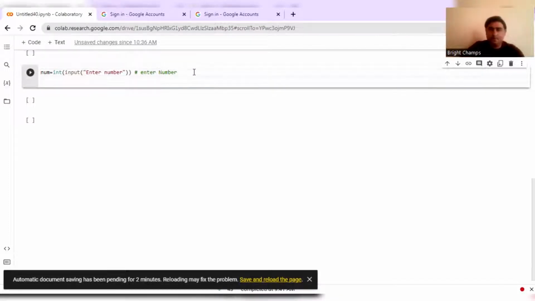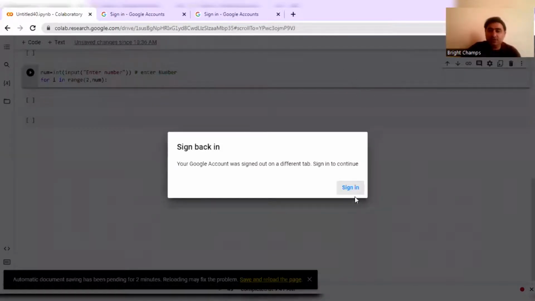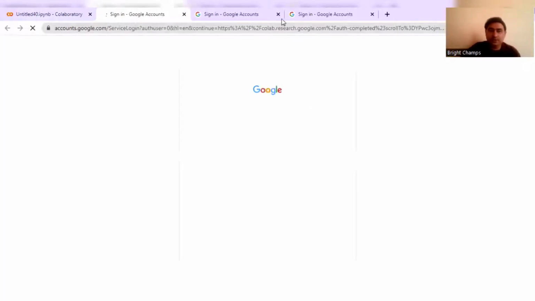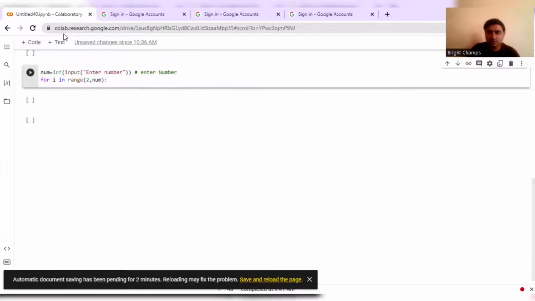Okay. Now after this I apply the logic. I apply for i in range, starting with 2 to num. Whatever number, let's suppose I enter the number 7. So it will start from 2, like starting from 2. Okay, now see this.